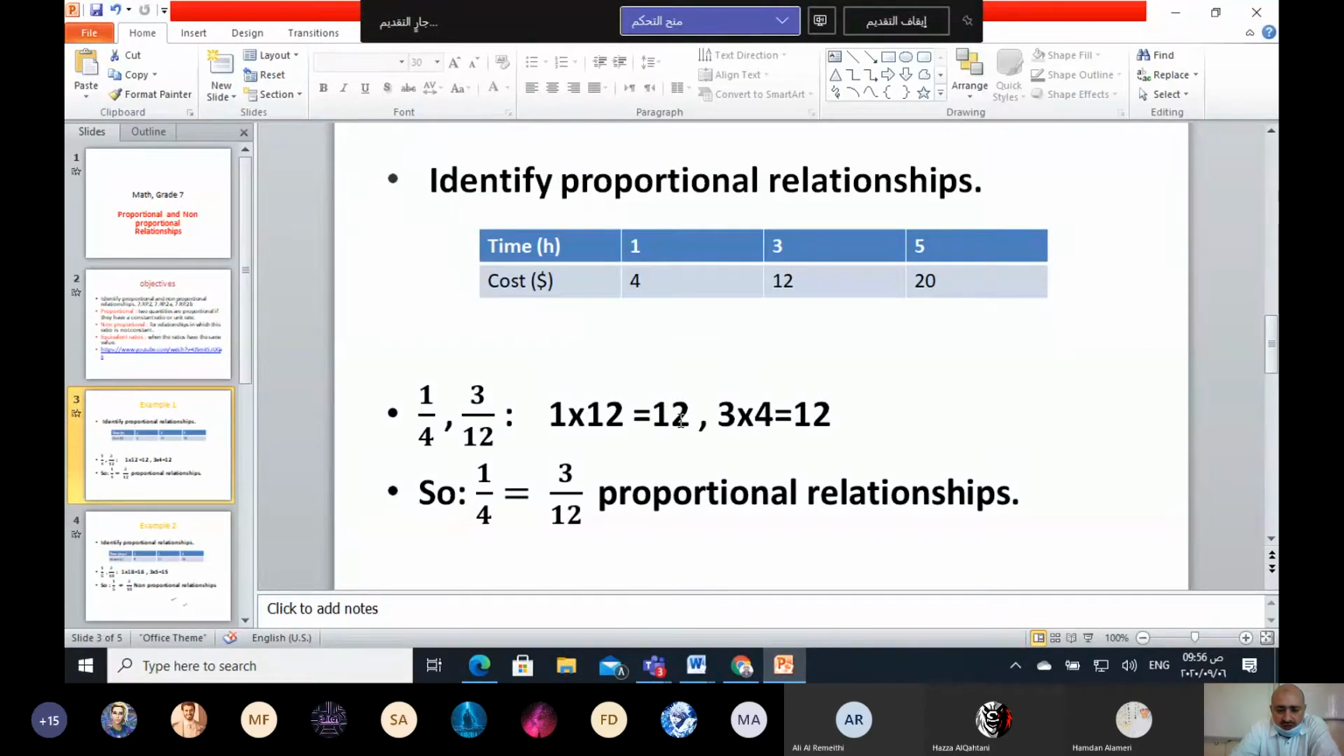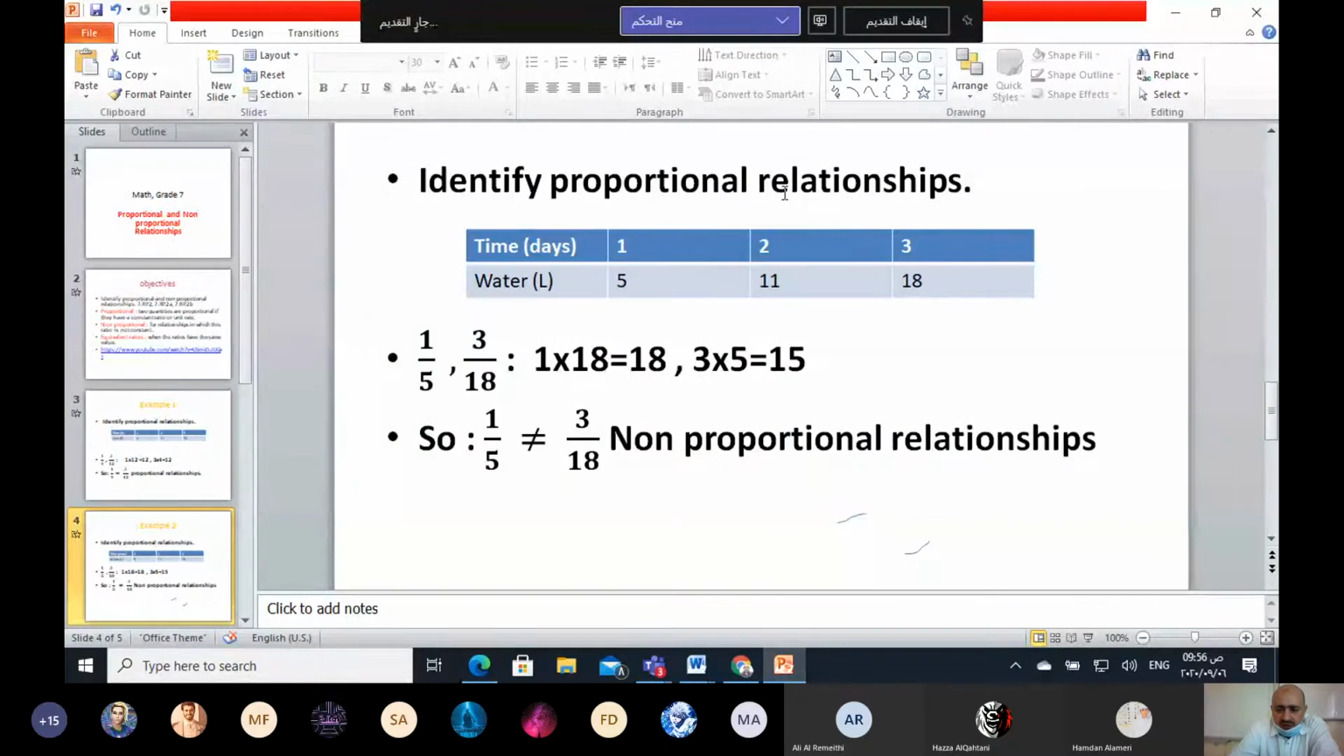Why equivalent ratios? Because 1 over 4 equals 3 over 12. When you have equivalent ratios, it means the relationship here is what? Proportional relationship. The next example here: identify proportional relationship. How to know? Go to the table and choose two ratios.